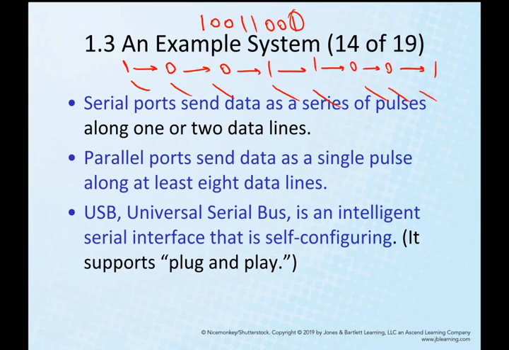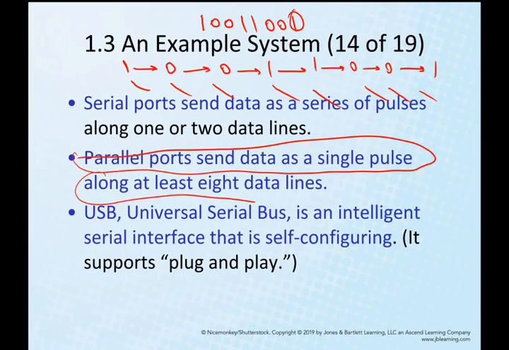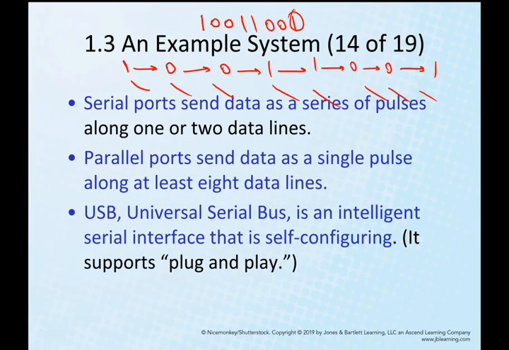So which one is faster? Of course, parallel. But what's the disadvantage of parallel compared to serial? Of course, it's more expensive because we need 8 wires instead of one wire. So parallel ports send data as a single pulse, with at least 8 data lines, but in serial we need one data line.